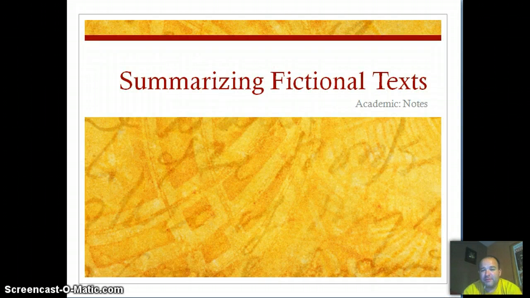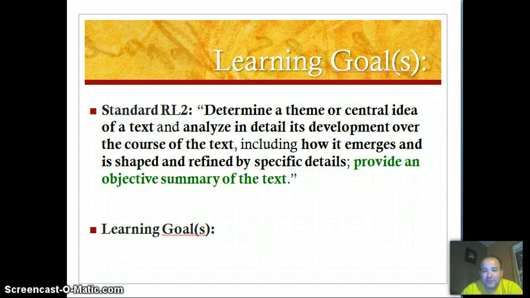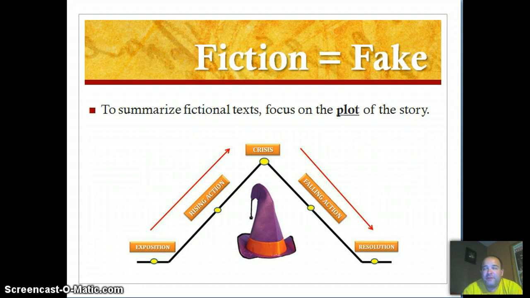And we are talking about summarizing fictional text. Basically, what we're going to do is provide an objective summary of the text. That is what we're trying to do. We have to remember when we're talking about fiction, fiction equals fake. This is summarizing fictional text, which is slightly different than what we did earlier on in the year, which was summarizing nonfiction. When we're doing fictional text, we've got to focus on the plot. So to summarize fictional text, focus on the plot of the story.